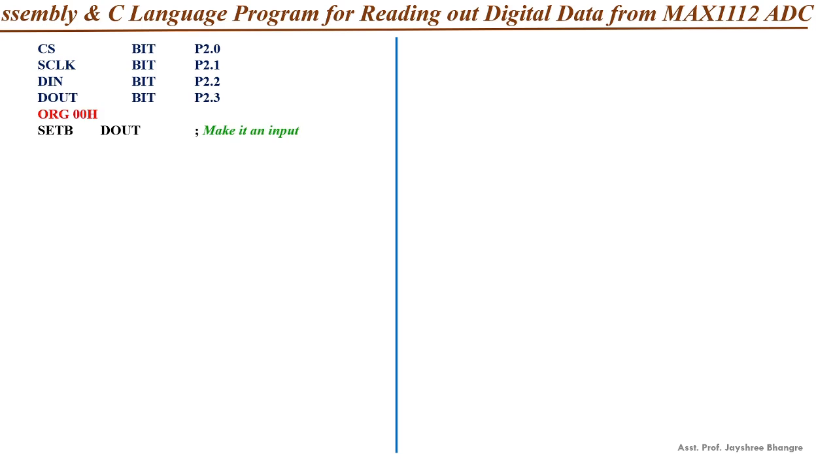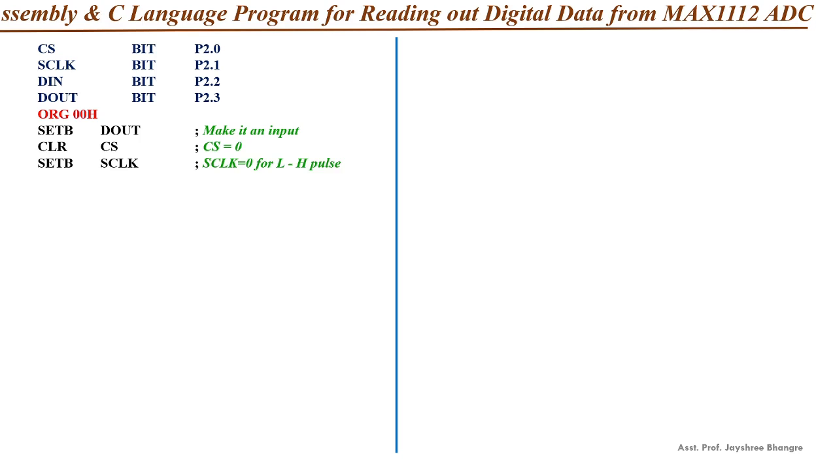So here set bit D-out, so make it an input. We have to read the data from this pin, so we are configuring this pin as an input pin. Clear CS. Again activate the chip.